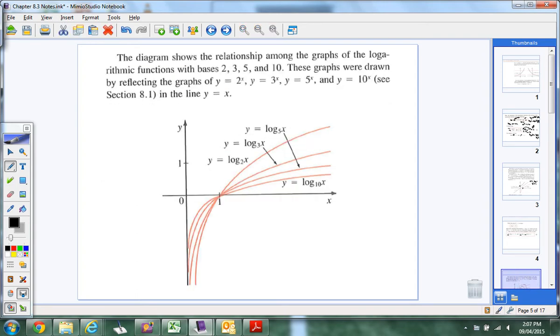Okay. All right, so the diagram shows the relationship among the graphs of the logarithm functions with bases 2, 3, 5, and 10. So log base 2, log base 3, log base 5, and log base 10. That would just be these graphs here. You don't have to draw this if you don't want. It's in your book online or in your duotang, but it just lets you see what the pictures look like.